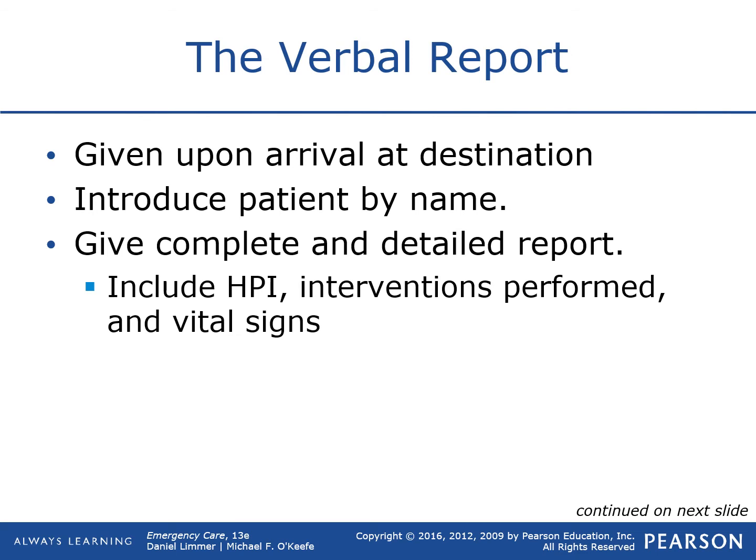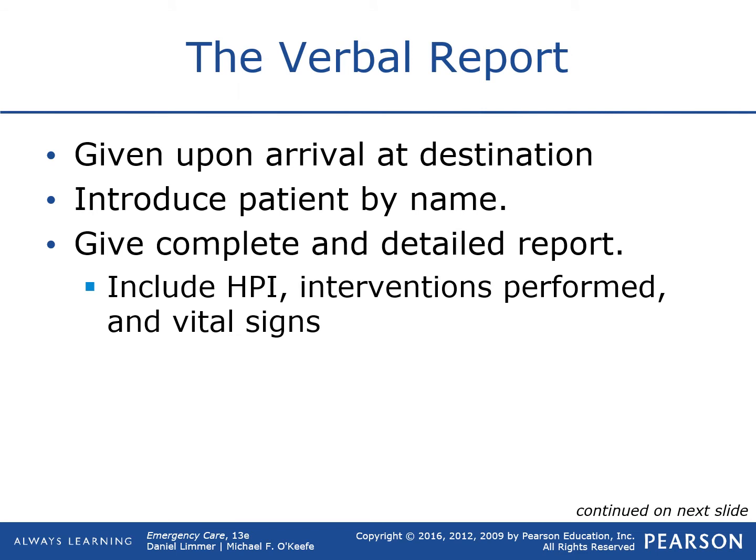In your verbal report, you want to include the history of present illness. So say what's going on with them, say your assessment findings, say your interventions that you performed, and the current vital signs. And if the vital signs have changed, especially due to your interventions, say what they were before and after. Same with if you have any sort of patient status change.